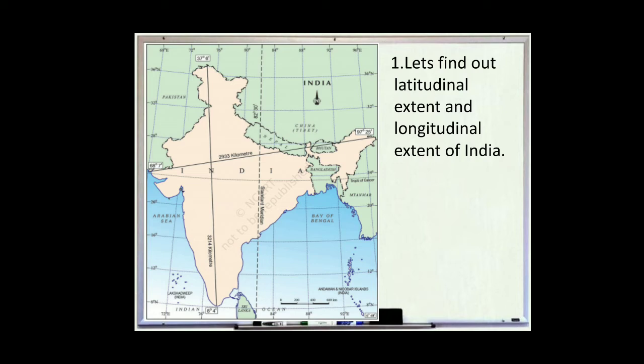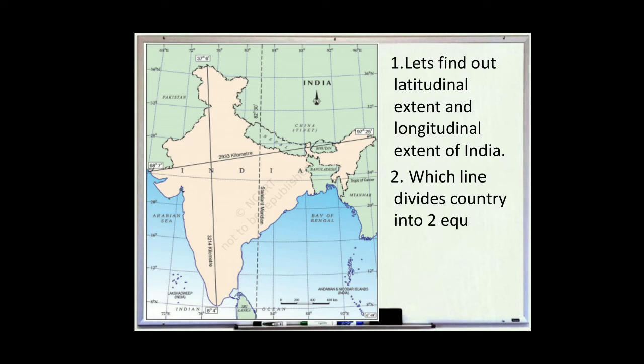Then we see the position of two water bodies lying along the east and west coastal areas, that is the Bay of Bengal on the eastern side and the Arabian Sea on the western side. The Andaman and Nicobar Islands are situated in the Bay of Bengal, whereas the Arabian Sea holds the Lakshadweep Islands. So these two island groups are situated in the east and west respectively. Fine.